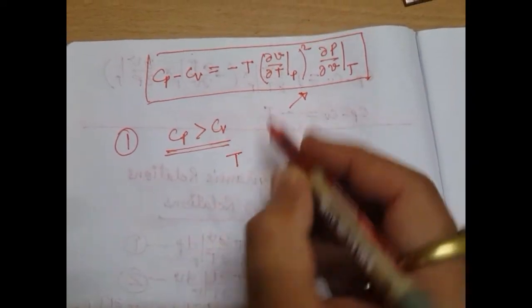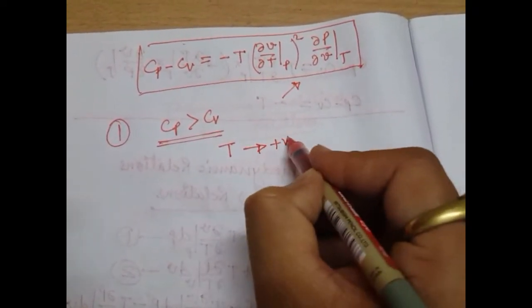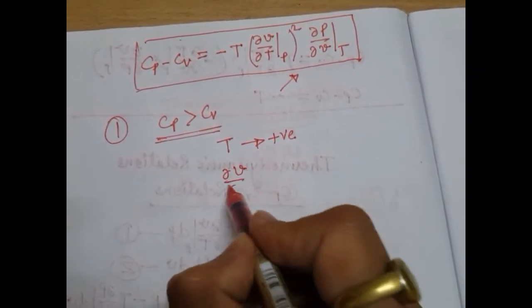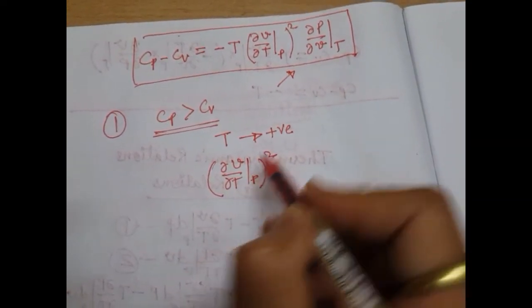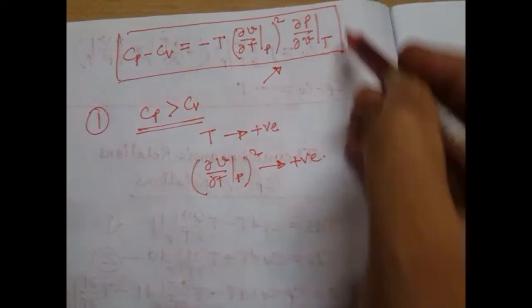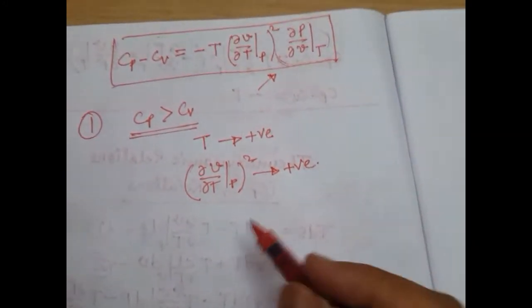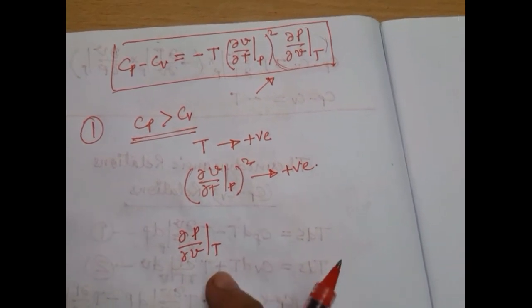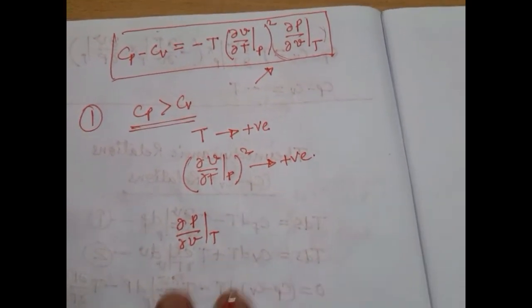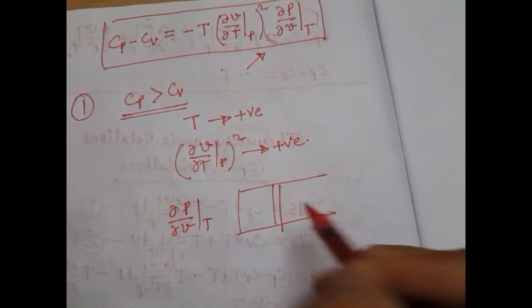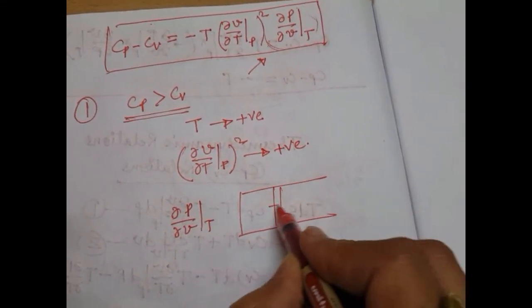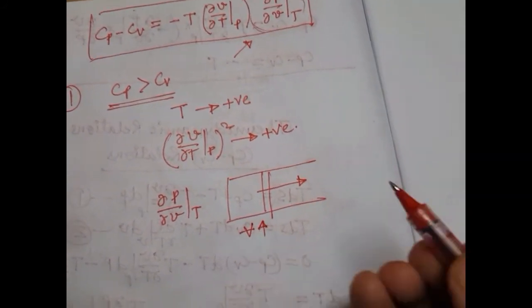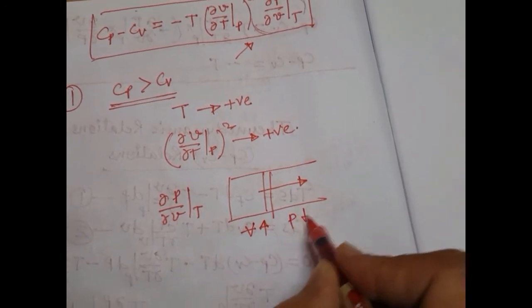Temperature in the absolute sense will always be a positive quantity. This del V by del T at constant pressure, as it is squared, will always be a positive quantity. Now the third and last term is the deciding parameter, that is del P by del V at constant temperature. If I am doing an isothermal process, let us consider a piston cylinder arrangement. If the volume increases, what will happen to pressure? It is obvious that pressure will decrease.